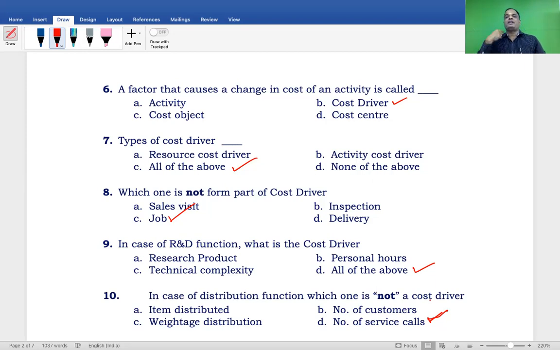The leading factor to incur a cost is called the cost driver. So, the item for which the cost measurement is required is called the cost object. A factor that causes a change in the cost of an activity is called a cost driver. Are you comfortable or not? All of you? Yes, sir.